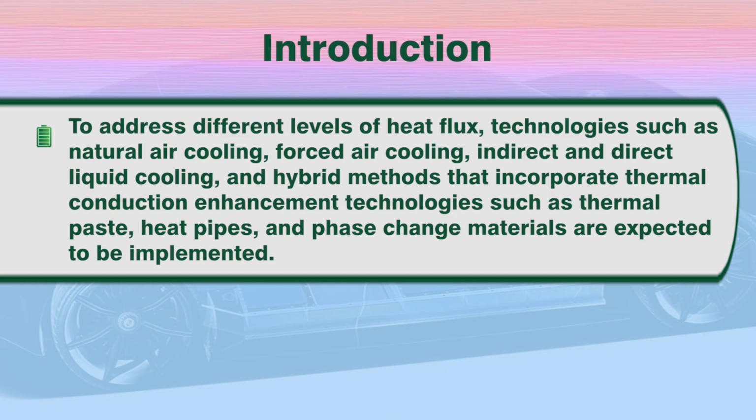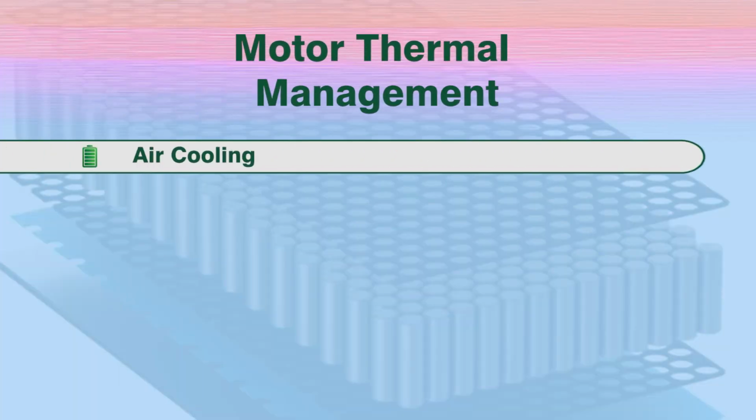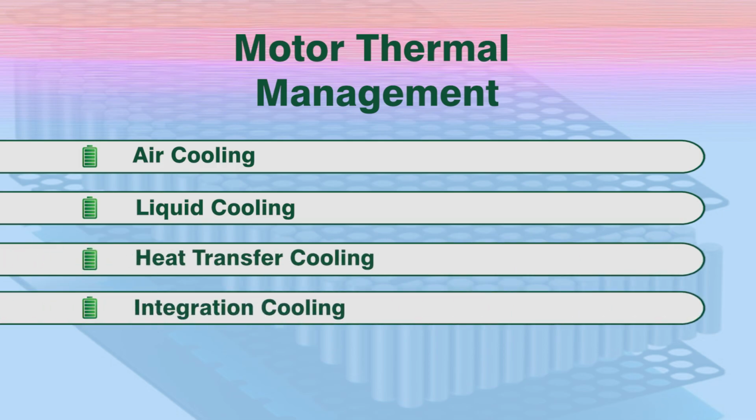and hybrid methods that incorporate thermal conduction enhancement technologies such as thermal paste, heat pipes and phase change materials are to be implemented. So, again similar to the battery thermal management and power electronic thermal management, the four types of motor thermal management are air cooling, water cooling, heat transfer cooling and integration cooling. So, the first one is the air cooling.